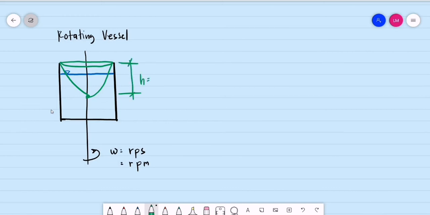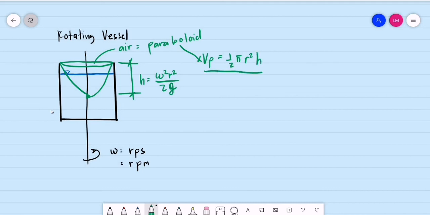This is the height of the paraboloid, with a formula of omega squared times the radius squared divided by twice the acceleration due to gravity. Take note that this airspace is the paraboloid. How do we compute for the volume of a paraboloid? The volume of a paraboloid is equal to 1/2 pi times the radius of the tank squared times its height. So this is the formula for the volume of a paraboloid. Let us have an example for rotating vessel.